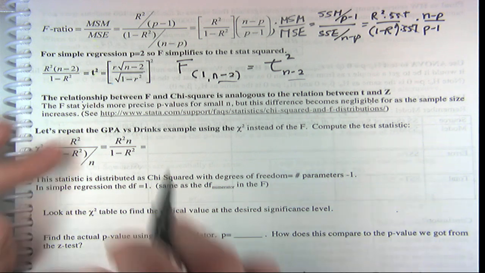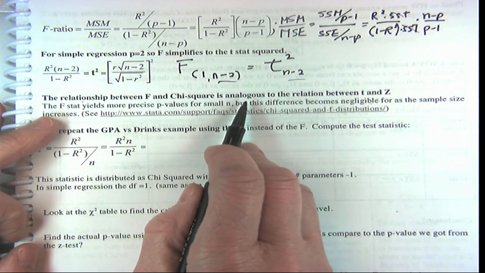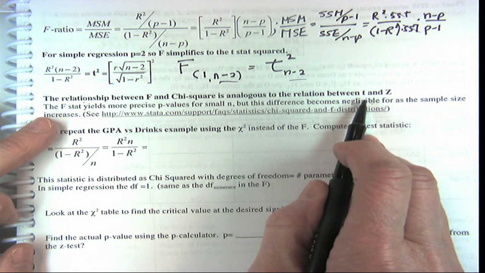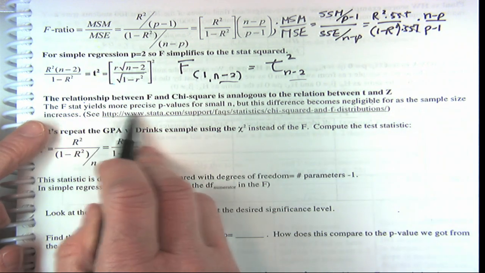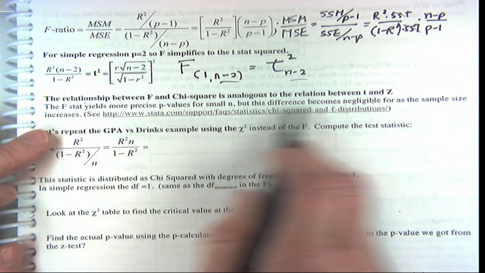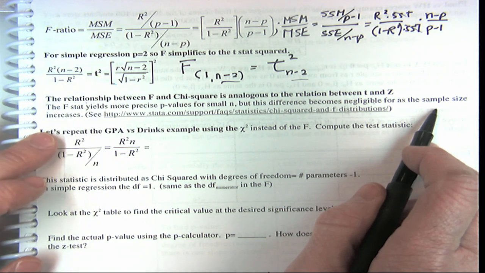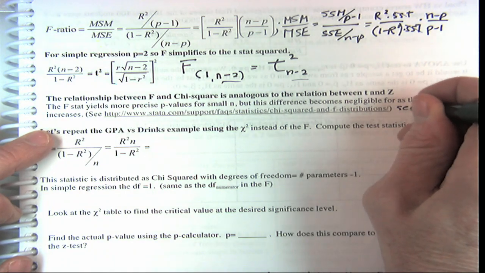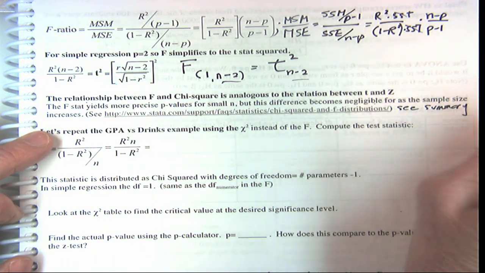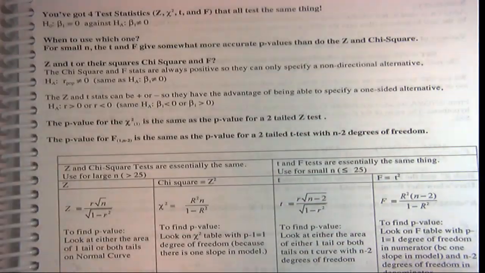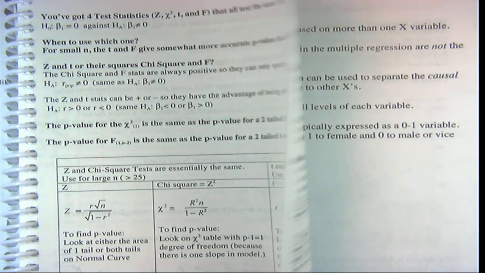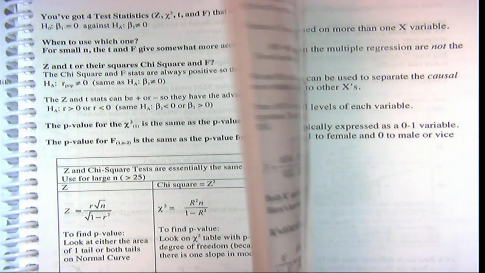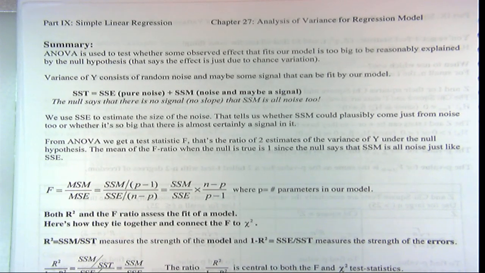All right? And here what I'm saying is the relationship between F and chi-squared is analogous to the relationship between t and z. The F-stat yields more precise p-values for small n, but this difference becomes negligible as the sample size increases. You can look at this site. You could also look at the summary that I wrote. I think it's a good time to look at it now, to sort of summarize what we've been doing here and to understand it. So let's go to page 133 here, and let's look at this.